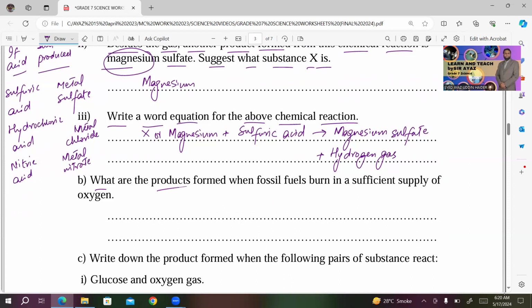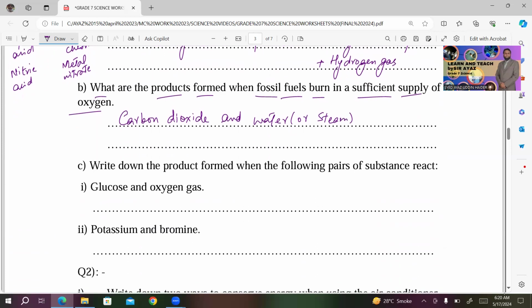D. What are the products formed when fossil fuels burn in sufficient supply of oxygen? Whenever fossil fuels are burned in sufficient supply of oxygen, you will get two products, that is carbon dioxide and water. For water, you are even allowed to write steam. So you can write carbon dioxide and steam for this one.